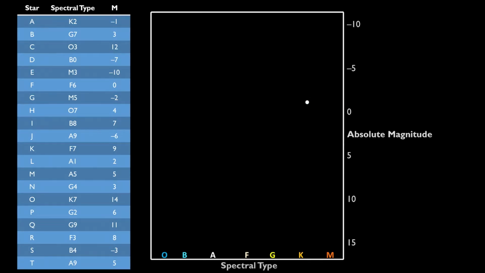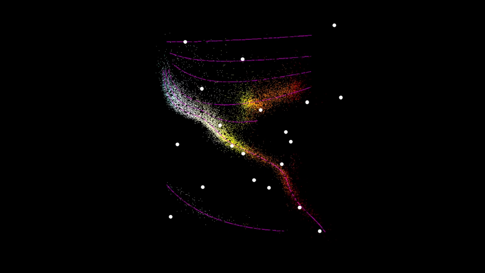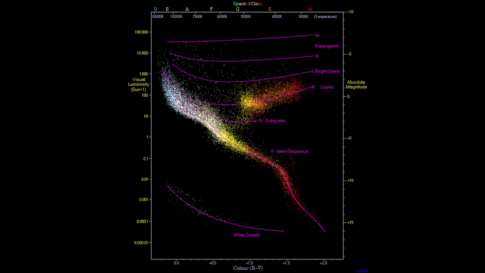Star B will be plotted here, and star C, which is an O3 type star with an absolute magnitude of 12, will be placed right here. Star D will go here and star E here, and we can continue plotting each of the remaining stars until we populate the entire graph at the center. But it's hard to tell whether there actually is any sort of common trend for the spectral types and the absolute magnitudes of these stars, unless we graph a whole lot more. Now we can see that there are some sort of patterns forming here. This is the HR diagram.